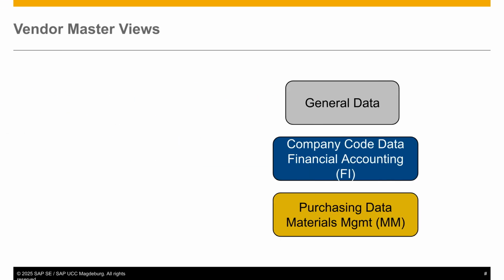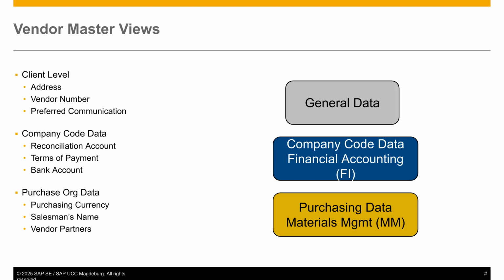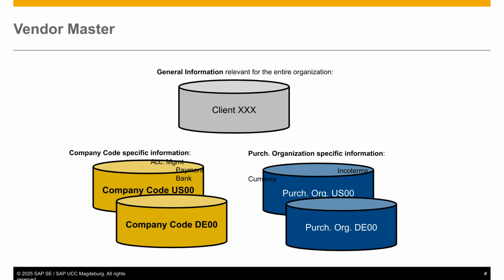Vendor master data is organized into three views: general data, which is client level, company code data for financial accounting, and purchasing data for materials management. This diagram illustrates the data hierarchy. General information is client-wide, while accounting and purchasing information is specific to the company code or purchasing organization.